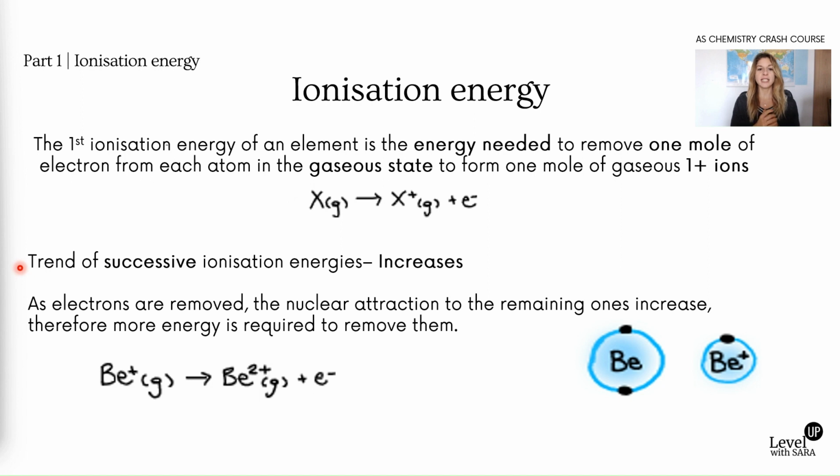So there is a trend of successive ionization energy. Those increase. Okay, think about why. Because as the electrons are removed, the nuclear attraction to the remaining ones increases. Therefore, more energy is required to remove them. And if we want to write the second ionization energy, we would always start with a 1+ ion to form a 2+ ion, and so on.